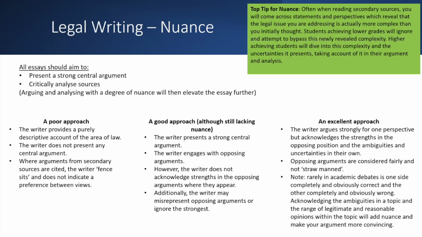And this is where the writer argues strongly for one perspective, but acknowledges the strengths in the opposing position and the ambiguities and the uncertainties in their own. Opposing arguments are considered fairly and not strawmanned. And it's important to note that rarely in academic debates is one side completely and obviously correct and the other completely and obviously wrong, which is something I've touched on already. So it's important to acknowledge the ambiguities in a topic, but also the range of legitimate and reasonable opinions within the topic, which will add nuance and make your argument more convincing.